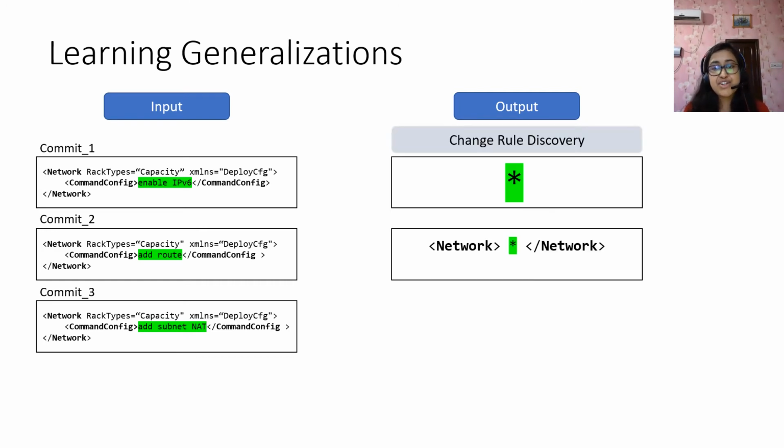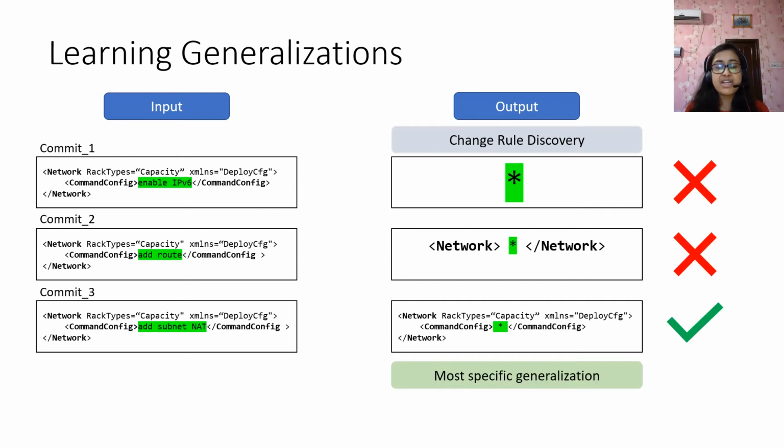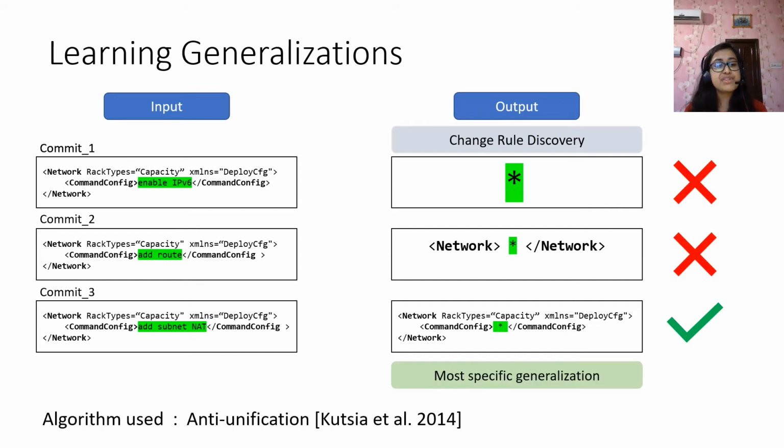The second generalization could look like this, where I say that something was changed in network node, but I really do not care what was changed in network node. But what I'm interested to know is this kind of more specific generalization where it clearly specifies that the change was made in command config node with a network node. This is the more specific generalization, and we use a technique called anti-unification to learn this.